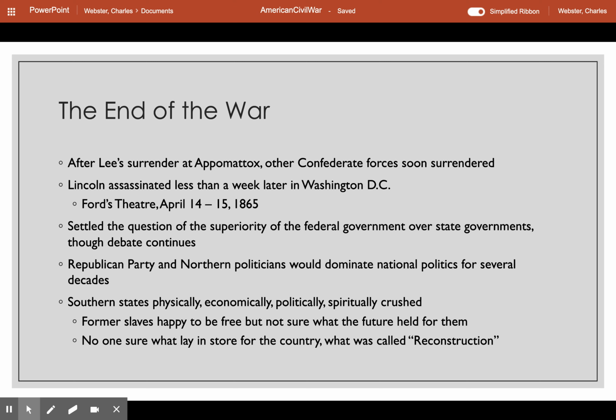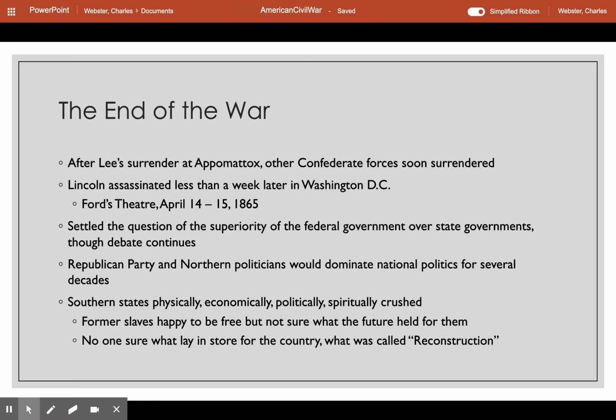So another important aspect of the end of the war was that it settled the question of the superiority of the federal government over state governments. Although there were still arguments about what rights the states had versus the national government, and there are still debates about this to this day, for the time being, after the Civil War, it basically settled the question over who was dominant in national government. Basically, it was settled that the national government was dominant.